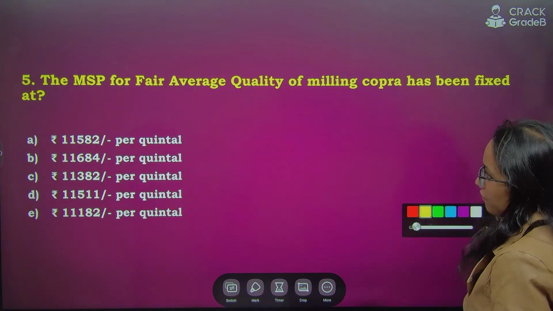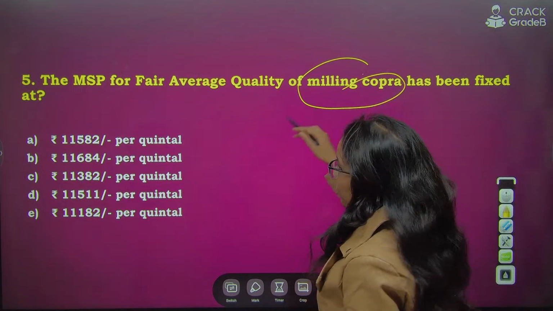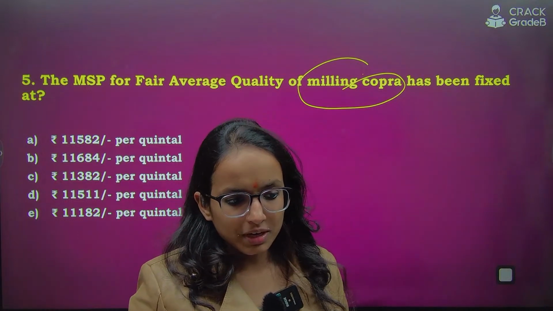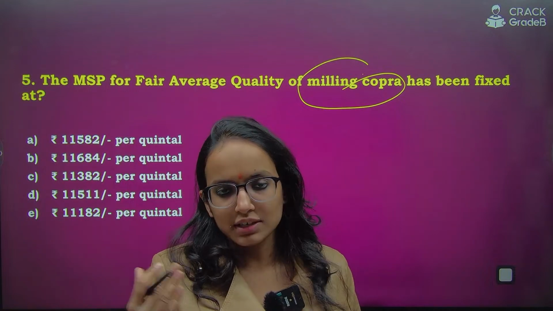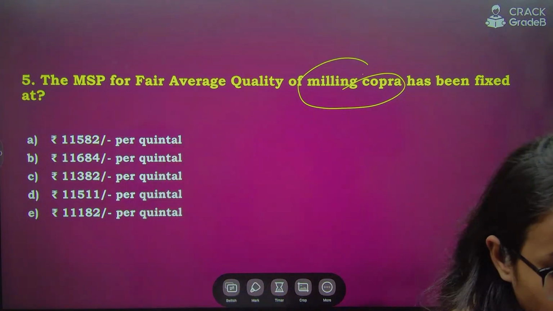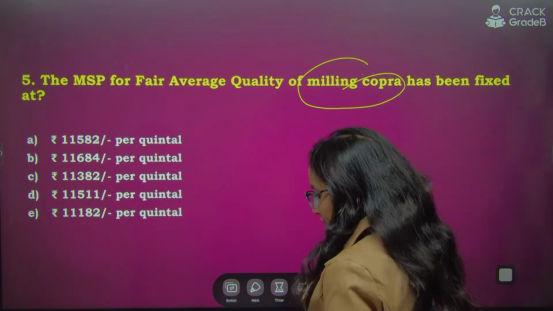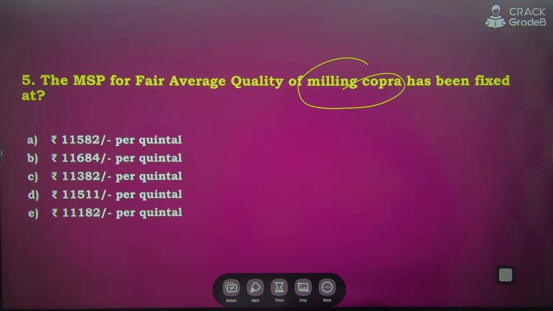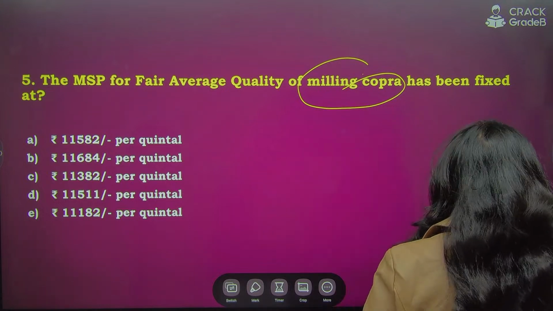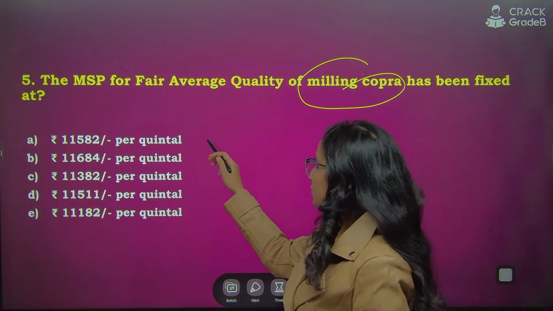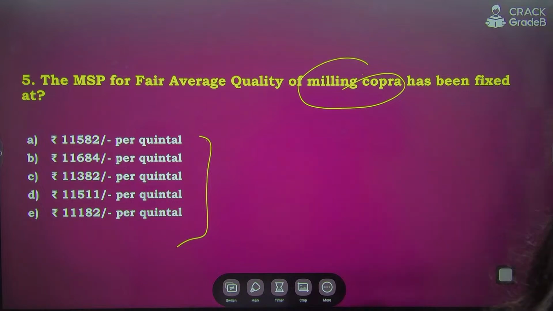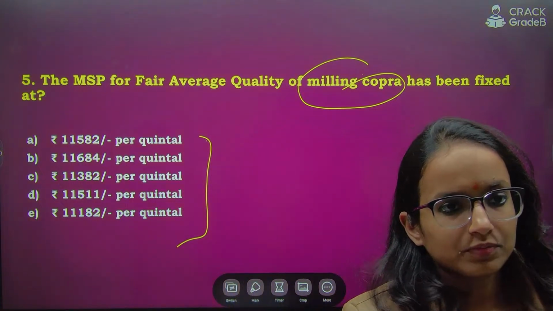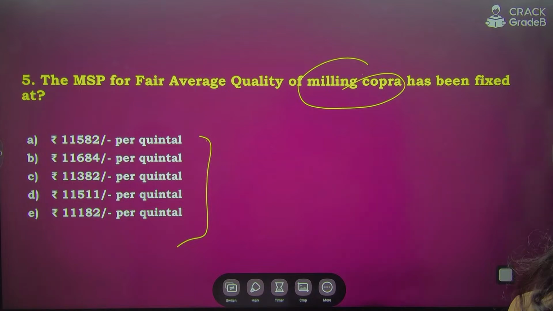Next one. MSP for the fair average quality of milling copra has been fixed at. You see, we have discussed this thing that the Cabinet Committee on Economic Affairs increased the MSP for the copra, for milling copra and for the other one, the ball copra, right? So this question is asking you MSP as decided by the Cabinet Committee for the milling copra. How much is the amount? Tell me. You must be remembering this amount, okay? You cannot afford to skip this question.